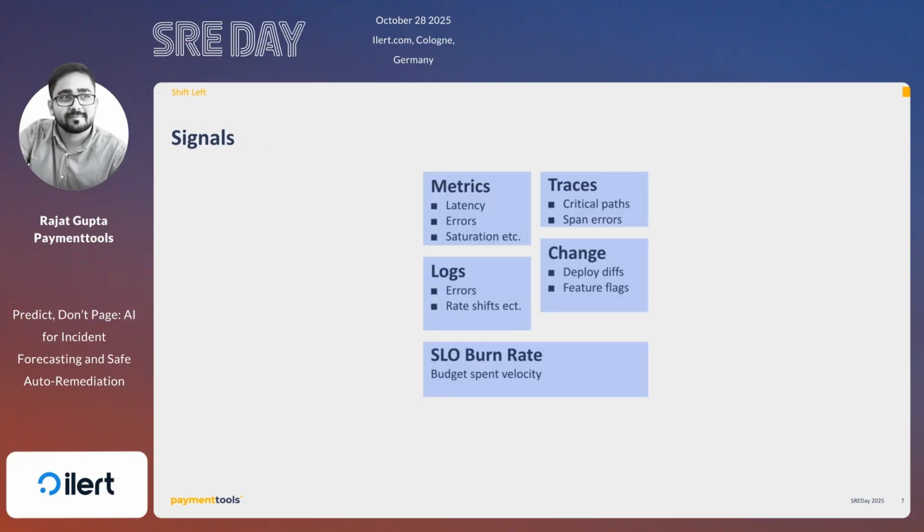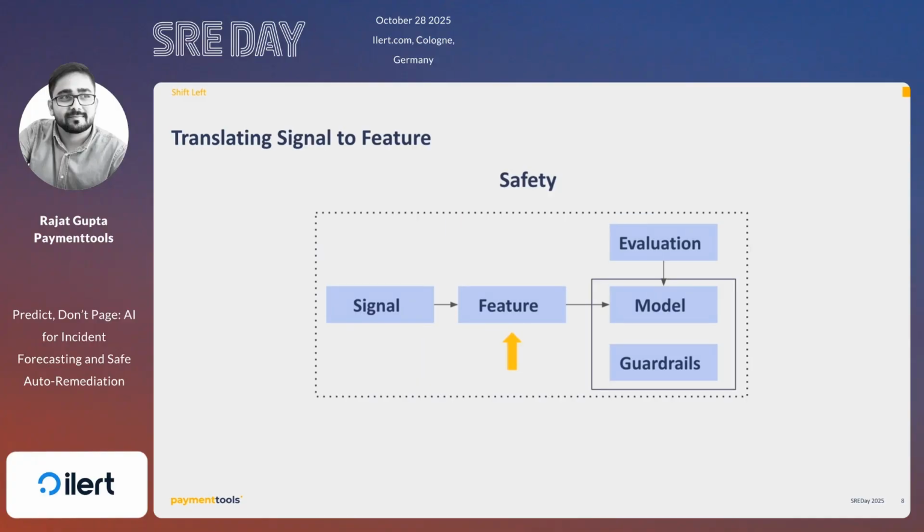Talking about signals, we get metrics like latency, errors, saturation, and logs as well, and traces: the critical path and the different spans. And if you have heard about DORA metrics, there are deployment frequency, change failure rate, and SLO burn rate as well. Those are all the signals that we can get. Now, the idea is we get all of this information, all of these metrics. How do we convert them into the features that actually matter to us? So let's talk about features.